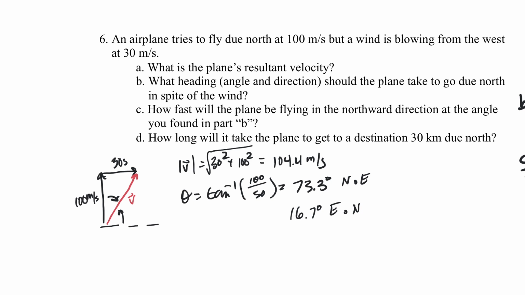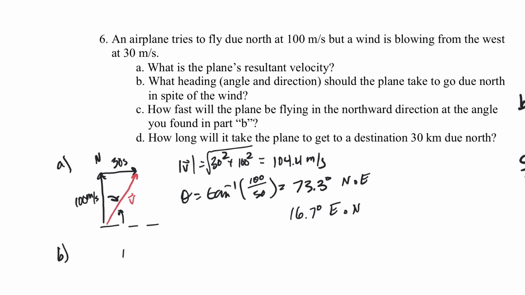The reason we talk about this one from north, in traditional bearing descriptions, you usually go from north, right? 0 degrees happens to be north in terms of bearings, so that's pretty common. All right, that's part A. Part B says, what heading and direction should the plane take in order to head due north in spite of the wind? So part B, this is kind of like what we did in part D in the previous question.